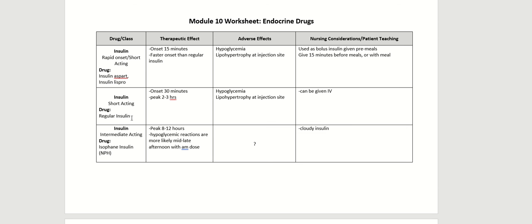Again, an important thing to know about regular insulin is that this is the only insulin that can be given IV. So it would be our insulin of choice in an emergency situation of hyperglycemia or DKA that we learned about, or HHNC. We would want to give something that we could give IV to get that blood sugar down quickly. But we also do give regular insulin sub-Q, or subcutaneous.